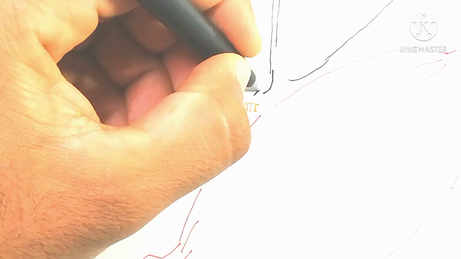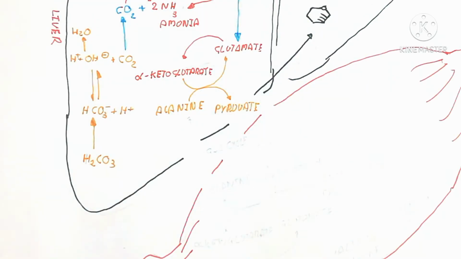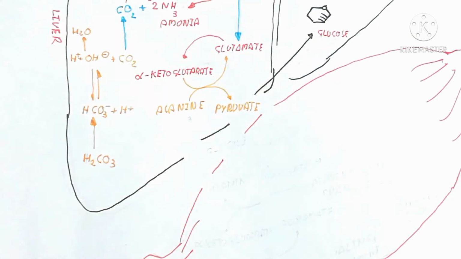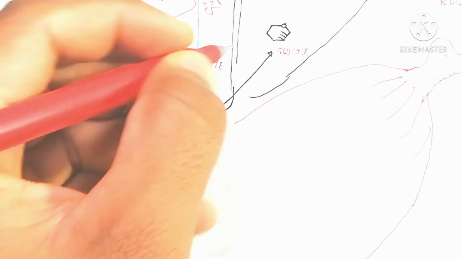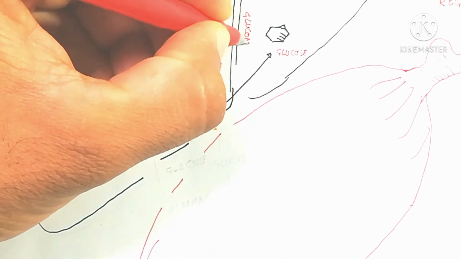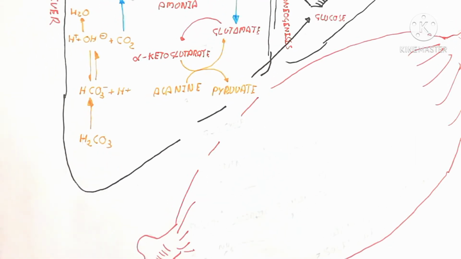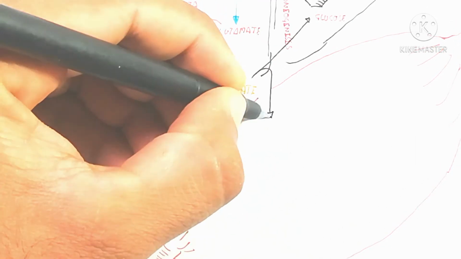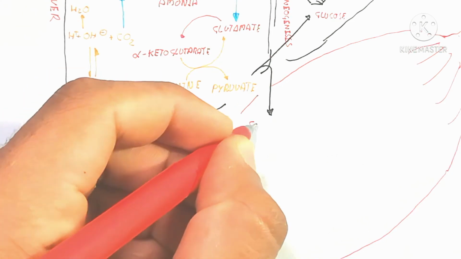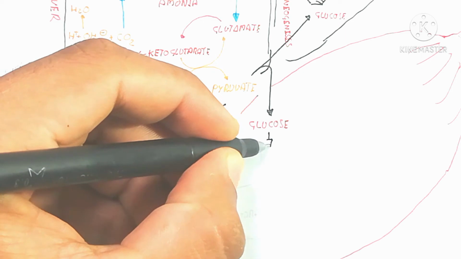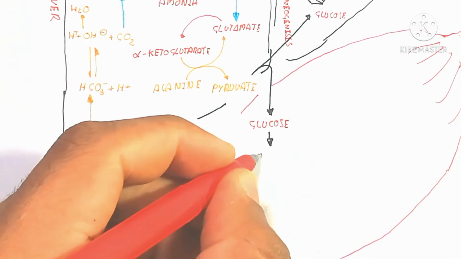Here I am drawing the muscle again. When it goes back, the pyruvate will undergo gluconeogenesis to produce glucose. It's the reverse mechanism. This glucose will go into the muscle cell. So gluconeogenesis can occur in the liver, and that glucose will go into the muscle.